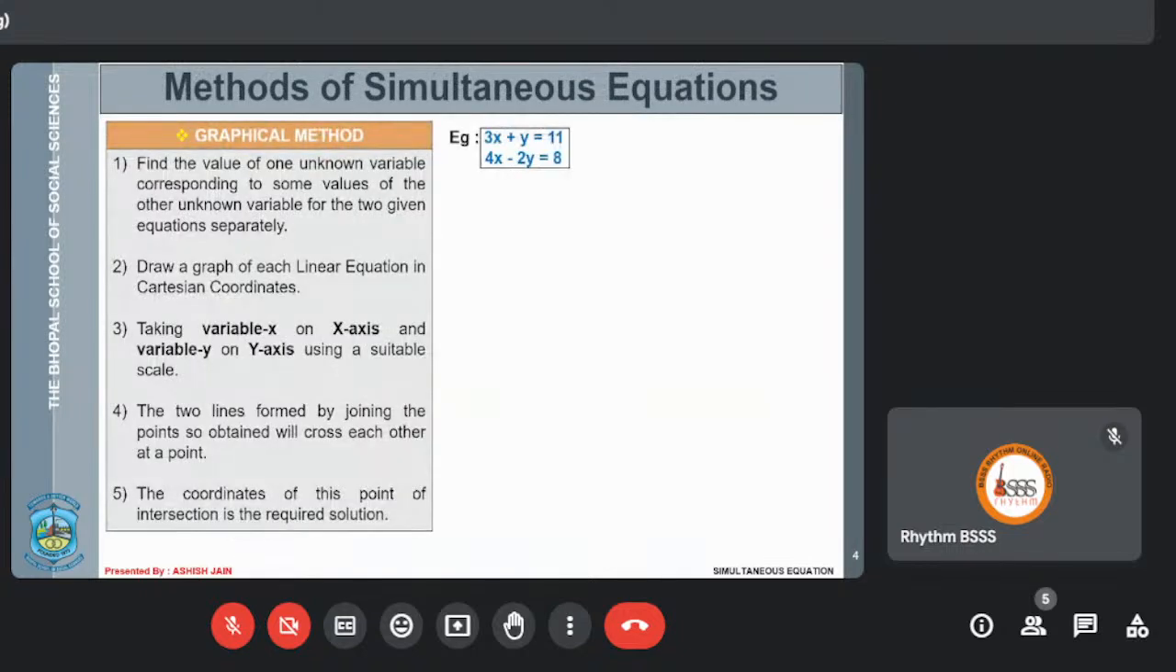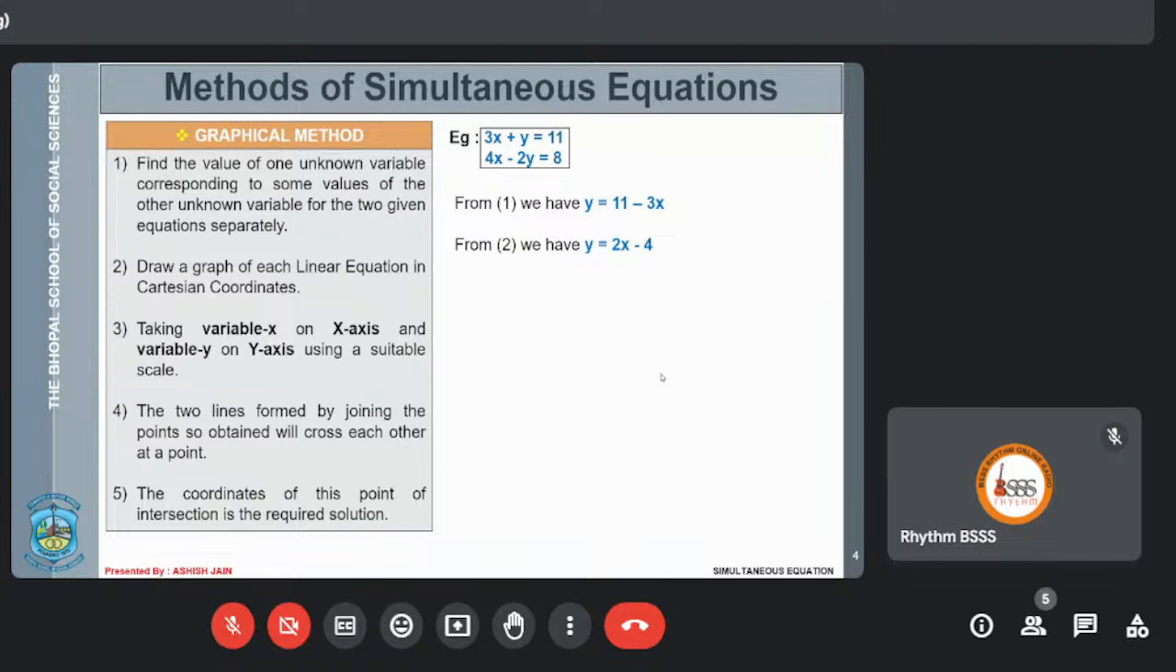So this is the basic theory or the method. Suppose we are given with this equation. We have two equations. The first one is 3x plus y is equal to 11. The second one is 4x minus 2y is equal to 8, right? Whatever two equations we get, we mark them as equation number 1 and equation number 2. And what we do, from both of these equations, we find the value of one unknown variable, the same one unknown variable. This is a graphical method that we are using.